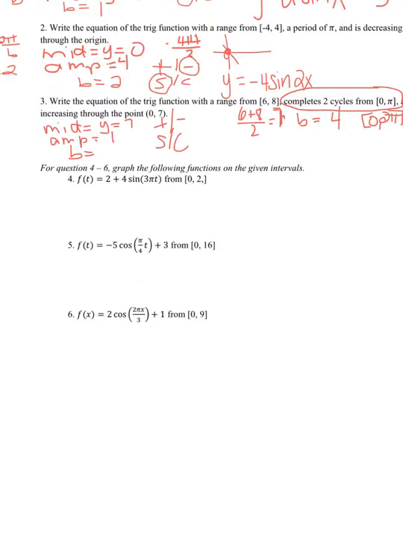And then plus or minus sine or cosine. Increasing through the point 0, 7. So the point 0, 7 is on the midline. That's the y-intercept is on the midline. So again, this is a sine graph, and because it's increasing through that point, it is a positive sine graph. So this is y equals positive 1 sine of 4x plus 7.